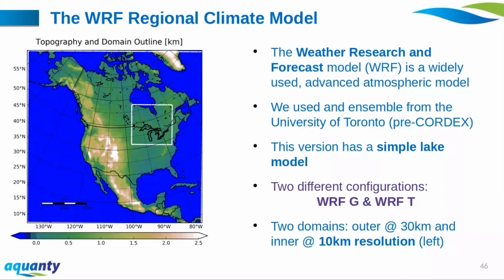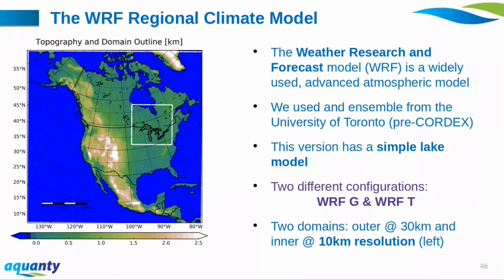The model we chose, to an extent out of convenience, and this was actually pre-CORDEX, is a regional climate model ensemble from the University of Toronto. They've added a lake model to the Weather Research and Forecasting model. WRF is a pretty popular regional climate model in North America. It's from NCAR in the US. They added a snow model and a lake model, and this was basically the main point. We are also collaborating with the University of Toronto because it's not far, right?